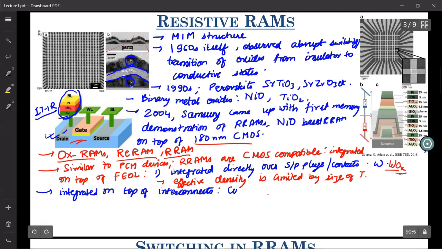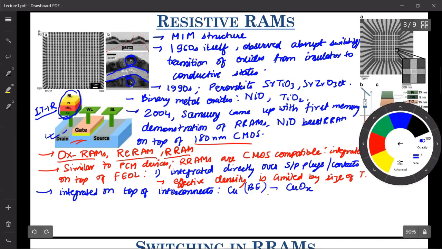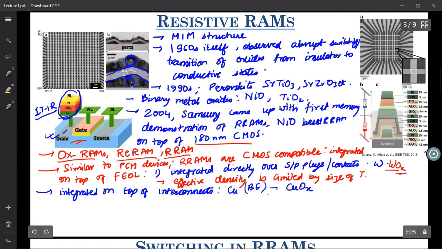So copper is the bottom electrode in such cases, and you can even go ahead with copper oxide based RRAM devices. Now, if they are integrated on top of these interconnects, then that is called a passive crossbar array structure.